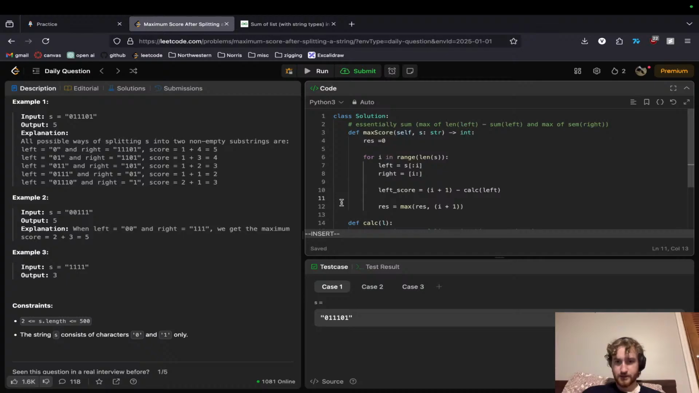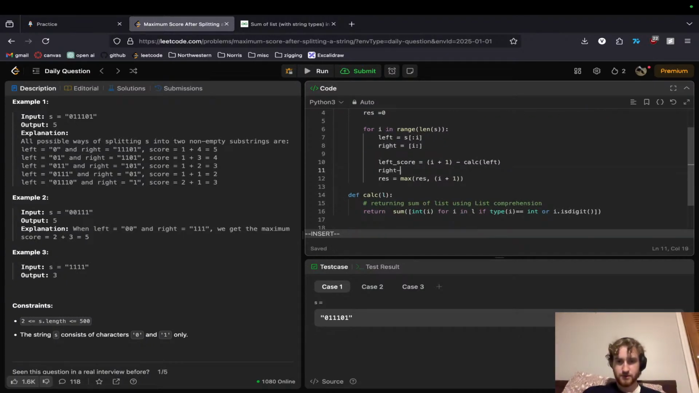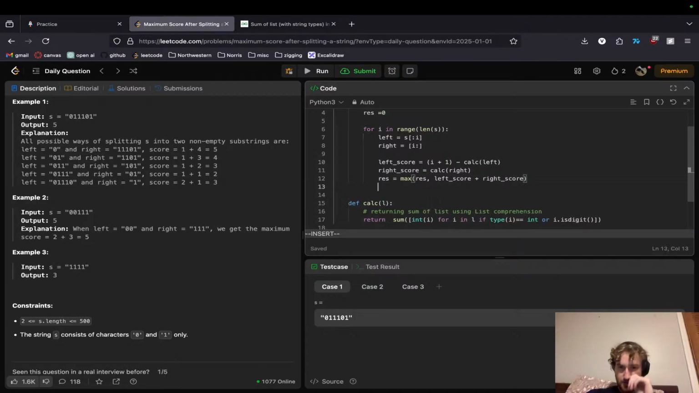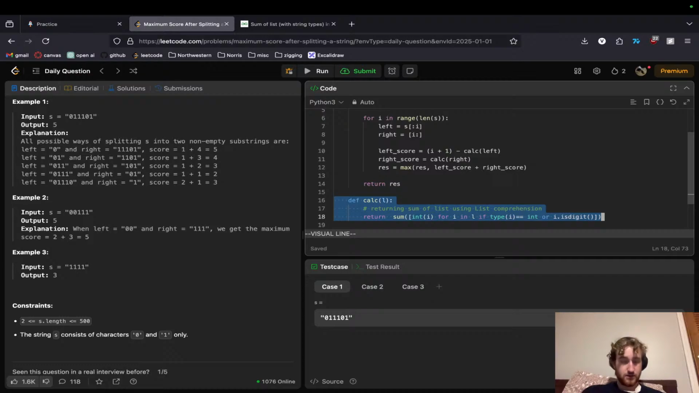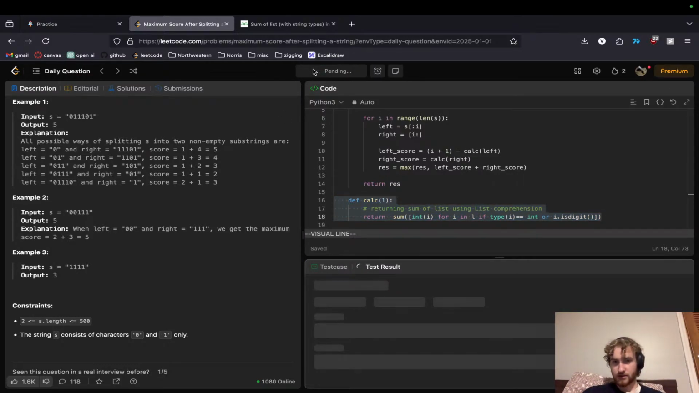And then the right score is just calculating right. And then this is just going to be left score plus right score. And this should work, even though it's not good, I think.